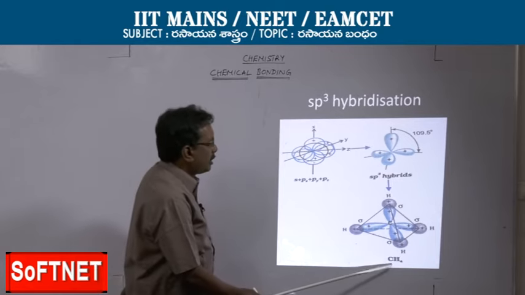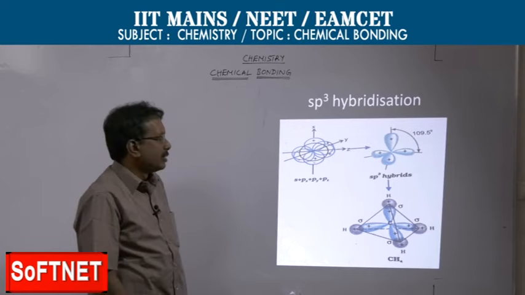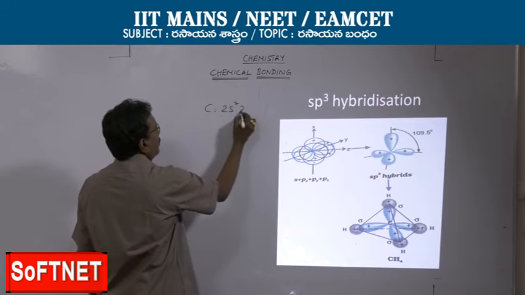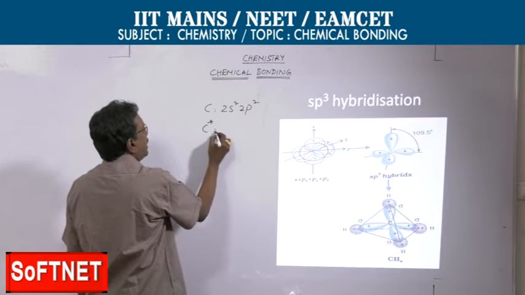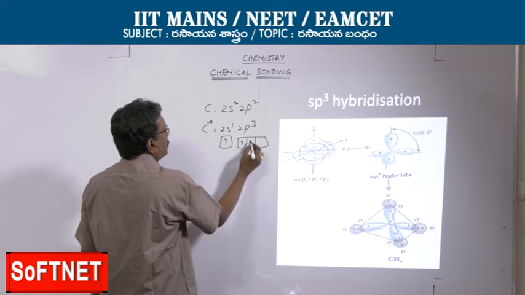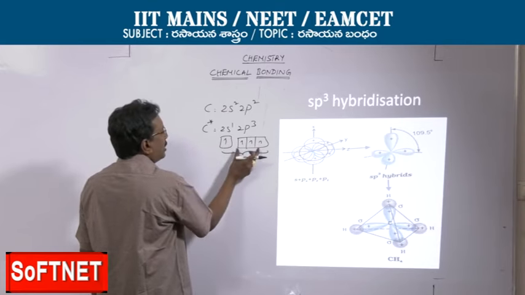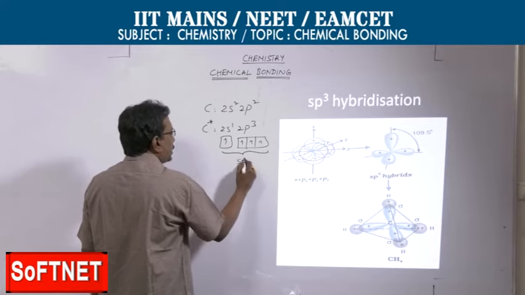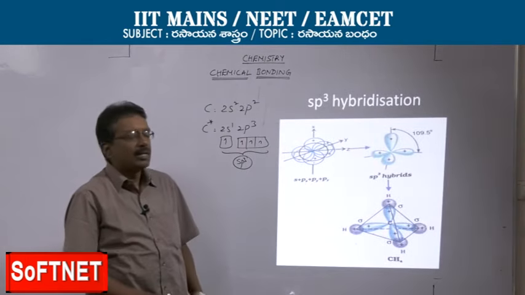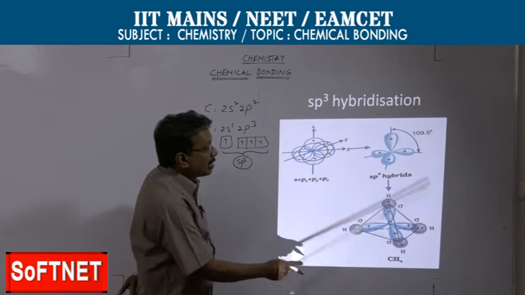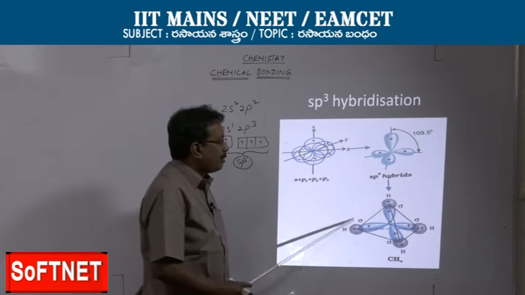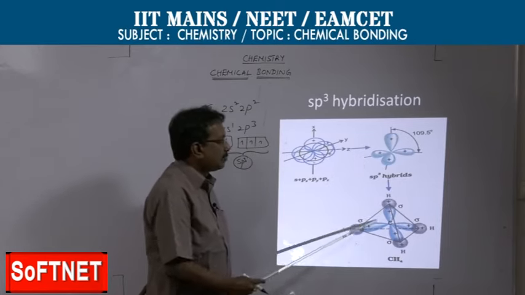For this, one example is given here, CH4, methane formation. In this methane formation, if you observe the carbon electronic configuration, the ground state is 2s2 2p2 and the excited state configuration is 2s1 2p3. Now it has 4 orbitals with 1 electron each. Now one s orbital and three p orbitals give sp3 hybridization, so we get 4 sp3 hybrid orbitals. Each sp3 hybrid orbital overlaps with the s orbital of hydrogen. That's why this bond is called an sp3-s bond. Like that, we have in the methane molecule 4 equivalent identical bonds.